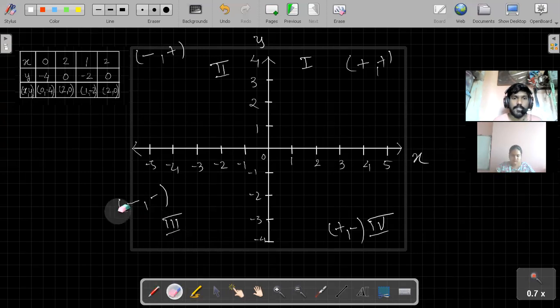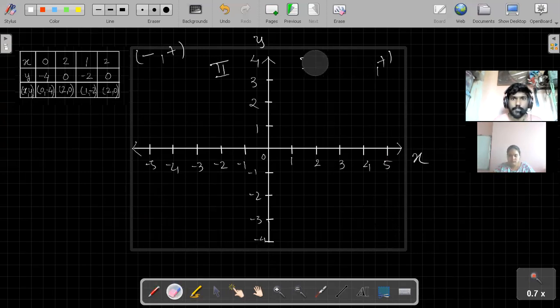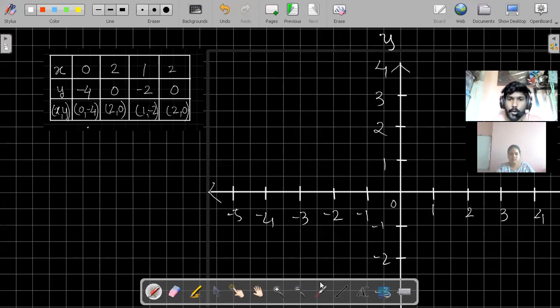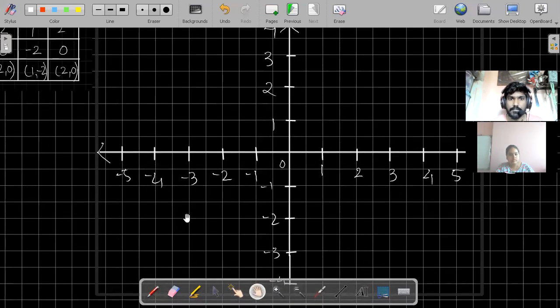Now comes the main thing, and that is plotting. For plotting, you look at your table. The first point is 0, -4. Where will it come? 0, -4 is on the axis. This is 0, -4, the first point.